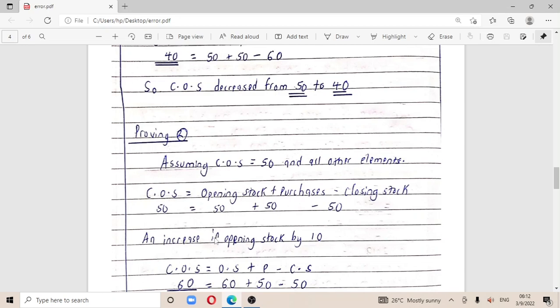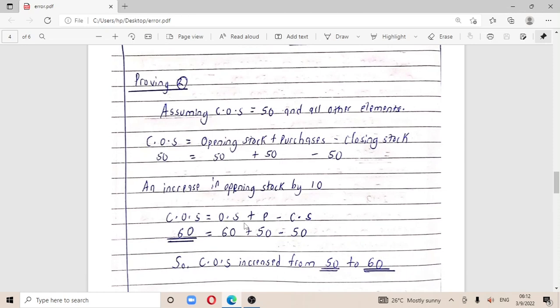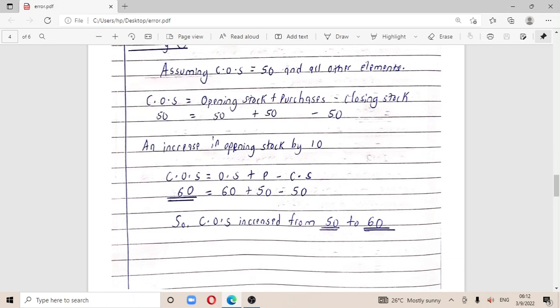Then if there's any increase in the opening stock by 10, what is going to happen? I'm going to increase this opening stock. Remember, it was 50, now it is 60 plus 50 minus 50. So 60 plus 50 gives me 110, minus 50, giving me 60. So proving that once your opening stock increases, cost of sales will increase, that is from 50 to 60.